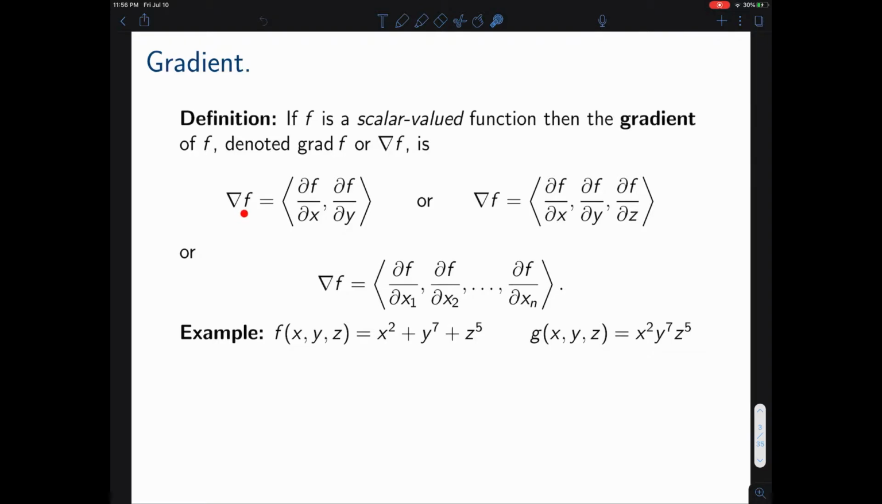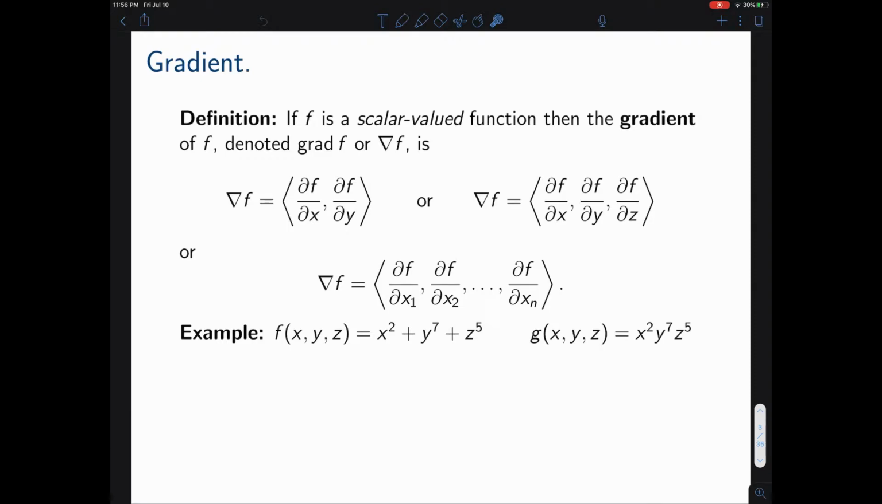So if f was f of x y with two variables, then the gradient would have two entries. If f was f of x y z with three variables, then the gradient would have three entries. Or however many variables there are, the gradient has that many entries. But having said that, in this semester we're going to stick mostly to two or three variables.